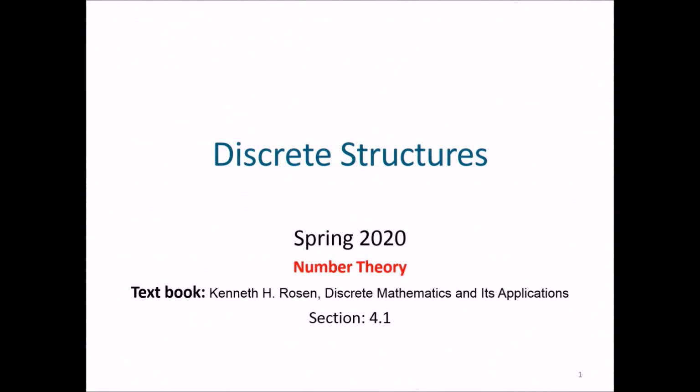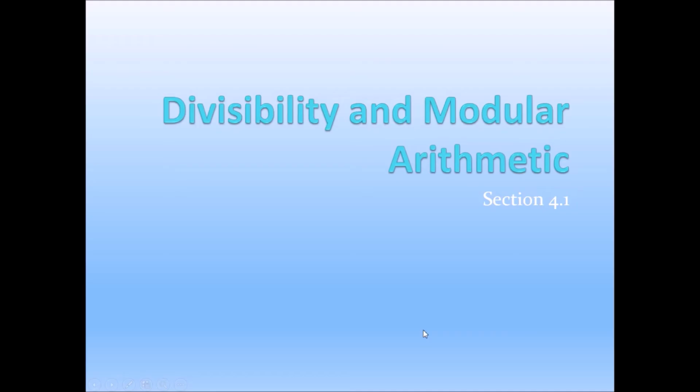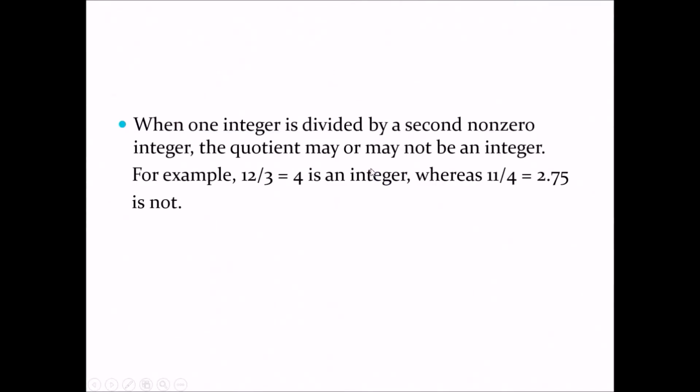Modulus arithmetic. And this lecture covers section 4.1 in the book, and 4.1 is about divisibility and modular arithmetic. So first of all, divisibility. When we divide one integer by another non-zero integer, the quotient may or may not be an integer. For example, if we divide 12 by 3, we have a quotient 4 which is an integer, and when we divide 11 by 4, we have a quotient 2.75 which is not an integer.